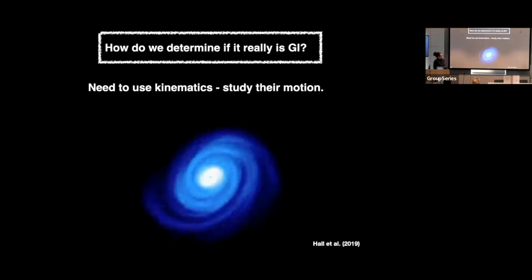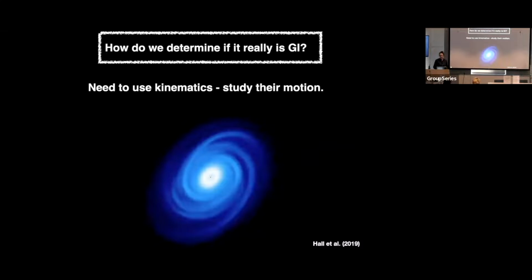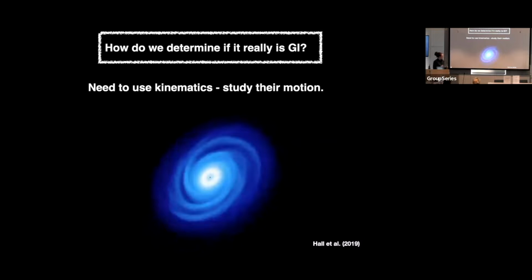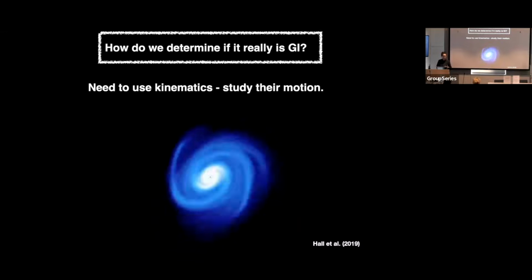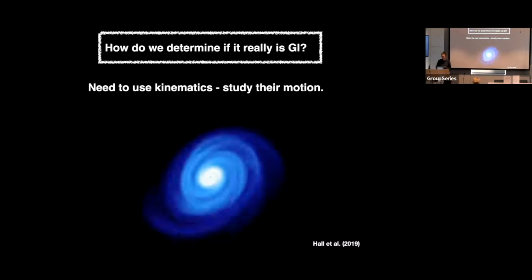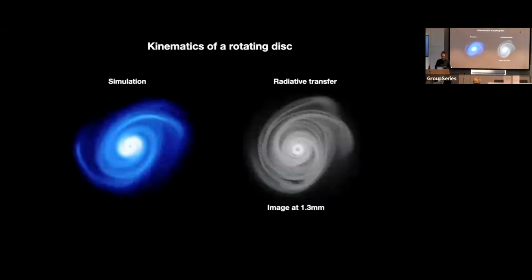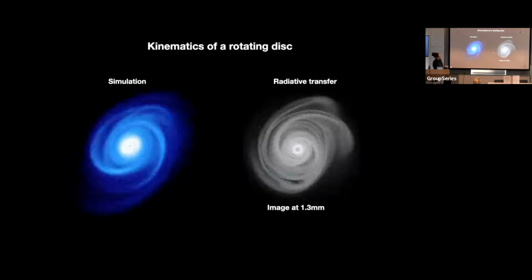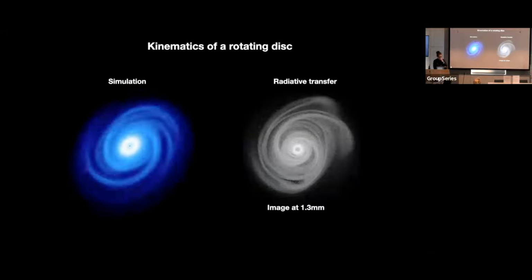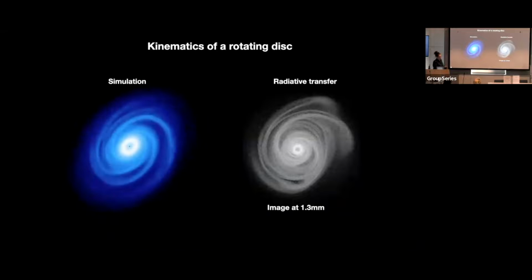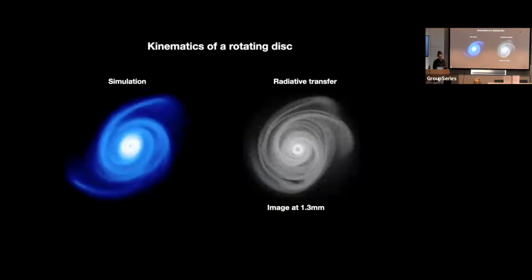So the answer is to use kinematics and study the motion of these objects. So these are moving objects. They rotate. You can tell it's not perfectly uniform, right? So on the right, just to explain what you're looking at here, this is a continuum image of this disk from a radiative transfer calculation.